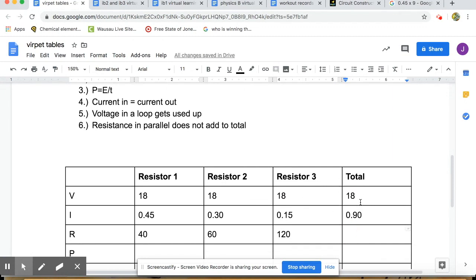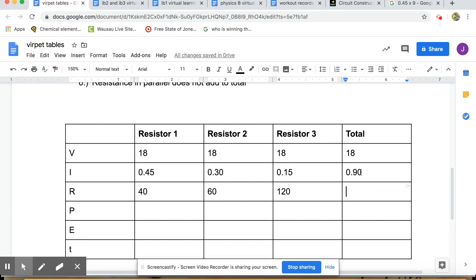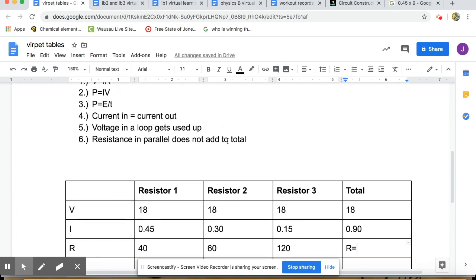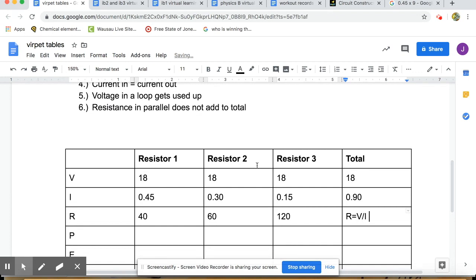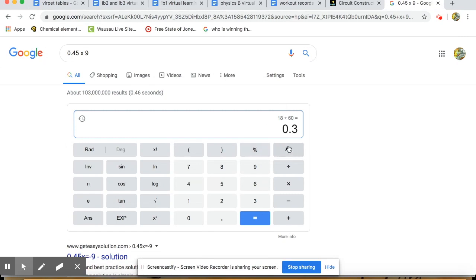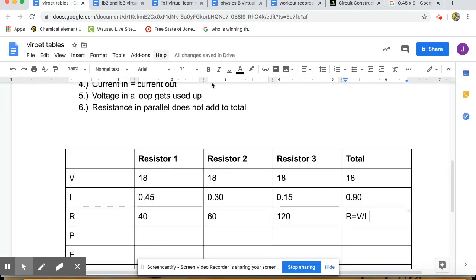So now I can actually fill in the rest of this table if I wanted to. I would just rearrange this equation. R would equal V over I, the total. Well, V would be 18 over 0.9. 18 over 0.9 is 20. So the resistance is actually 20. So look at this. The resistance actually does not add up to the total for parallel.